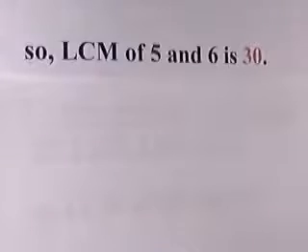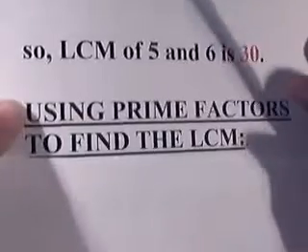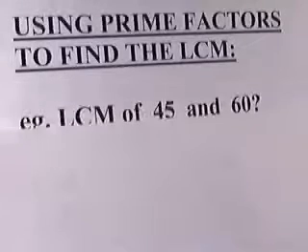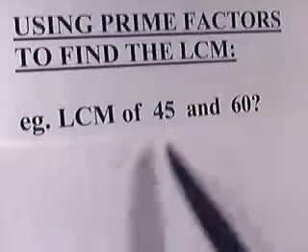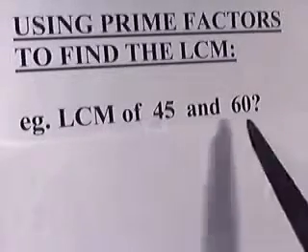Now let's see how we can again use prime factors to find the lowest common multiple of two numbers. Okay, and again, let's move this up a little bit, get it nice and straight. There we go. Again, let's take an example. We've been asked to find the lowest common multiple, the LCM, of 45 and 60.